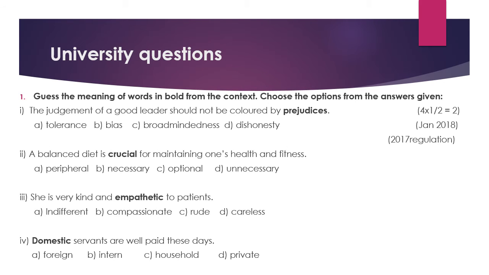So now let us see the university questions. The university questions will be like, guess the meaning of the words in bold from the context. Choose the option from the answers given. They have asked 4 questions and each question carries half a mark, so totally you will get 2 marks from this topic. So synonym is a frequently asked question.